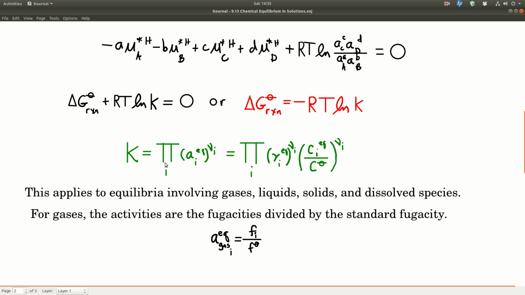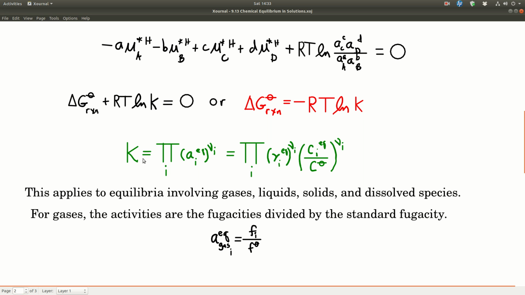This capital pi stands for the product. So what it means is each of the terms after the pi are all multiplied by each other, like a sigma for a sum, but this is for a product. And we could write the activities in terms of the activity coefficients times the concentrations, where this concentration could be pressures, it could be whatever.